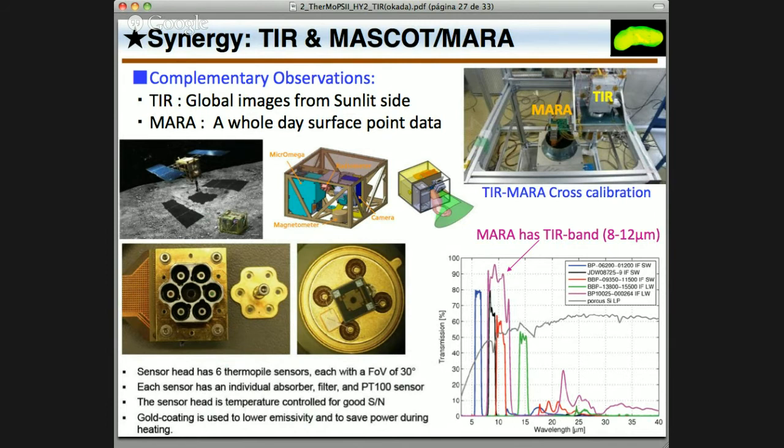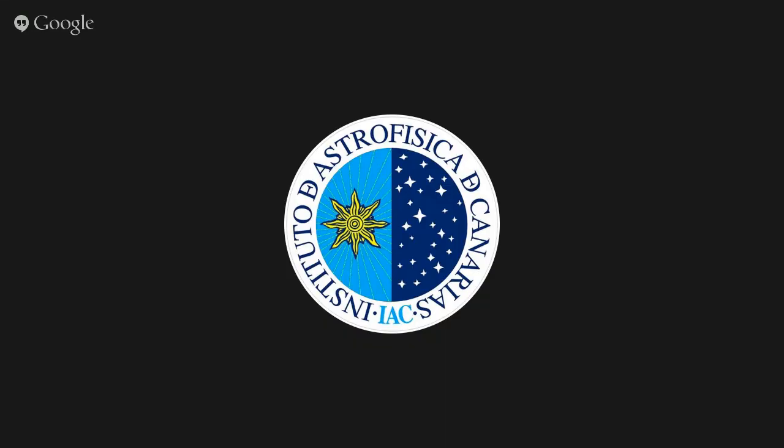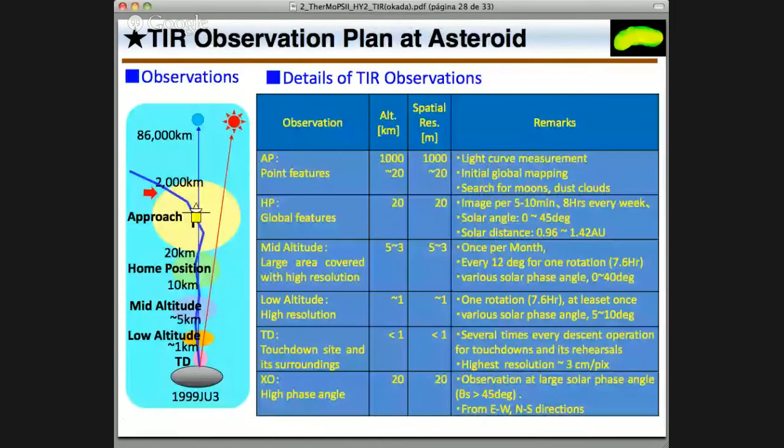The observation plan is something like that. The spacecraft approaches the asteroid in the approach phase, and after that goes to the home position at a height of 20 kilometers from the asteroid, basically in the sunlit direction. The spacecraft stays at the home position most of the time. Then, before touchdown or deployment of landers or rovers, it descends to the surface.